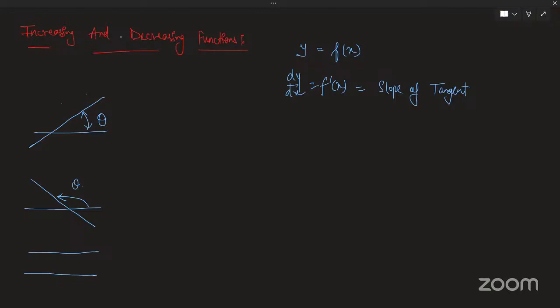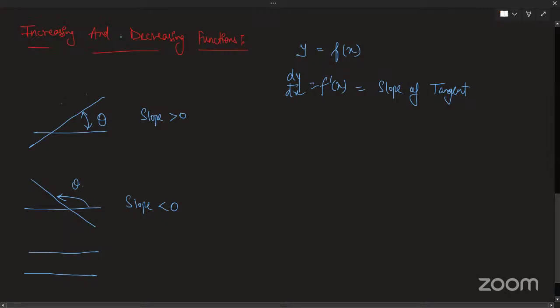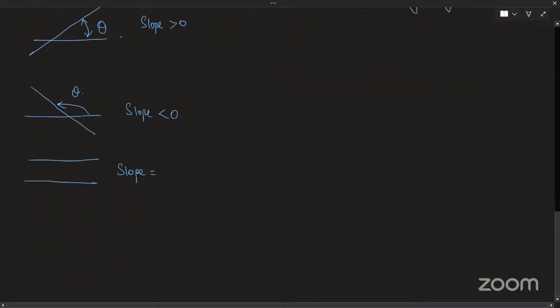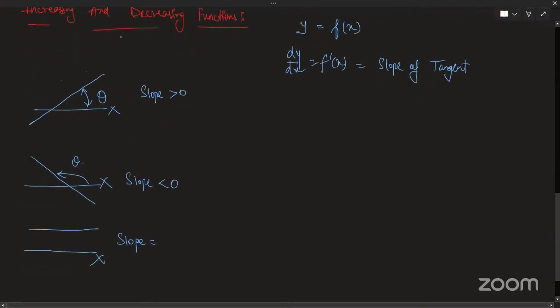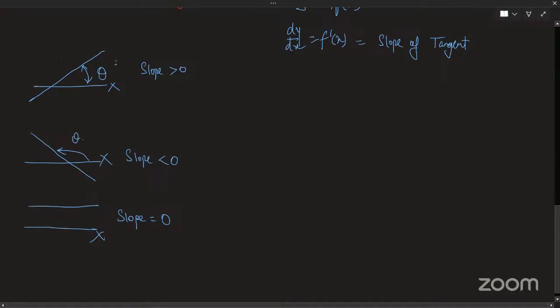Can you tell me what will be the slope in this case? Slope will be positive. In this case, slope is negative. And in this case, what is the slope? What is the slope in the third case? This is my x-axis, okay? Yes, slope is equal to 0. Great. Because it is a line that's parallel to the x-axis.